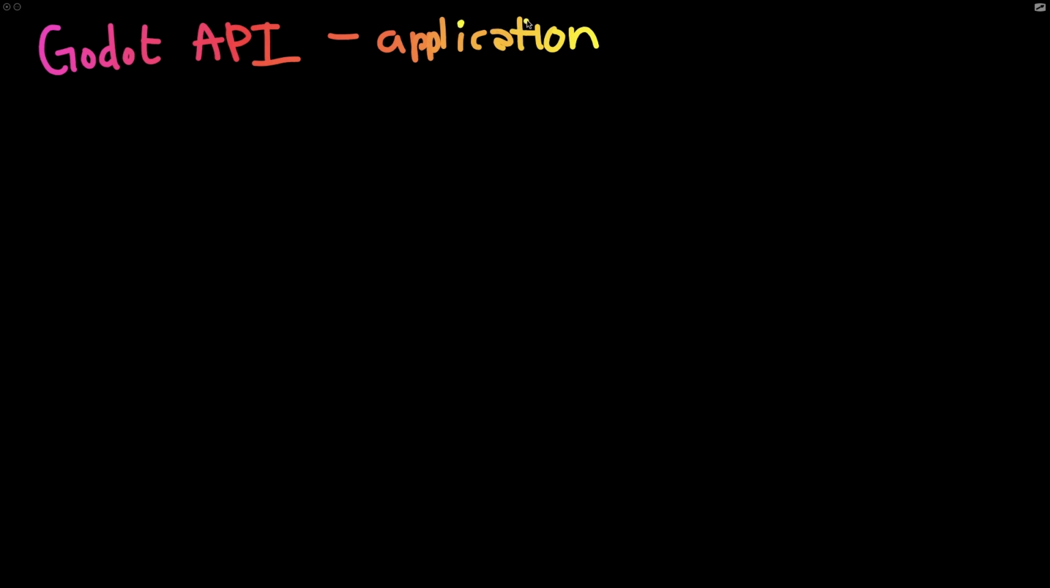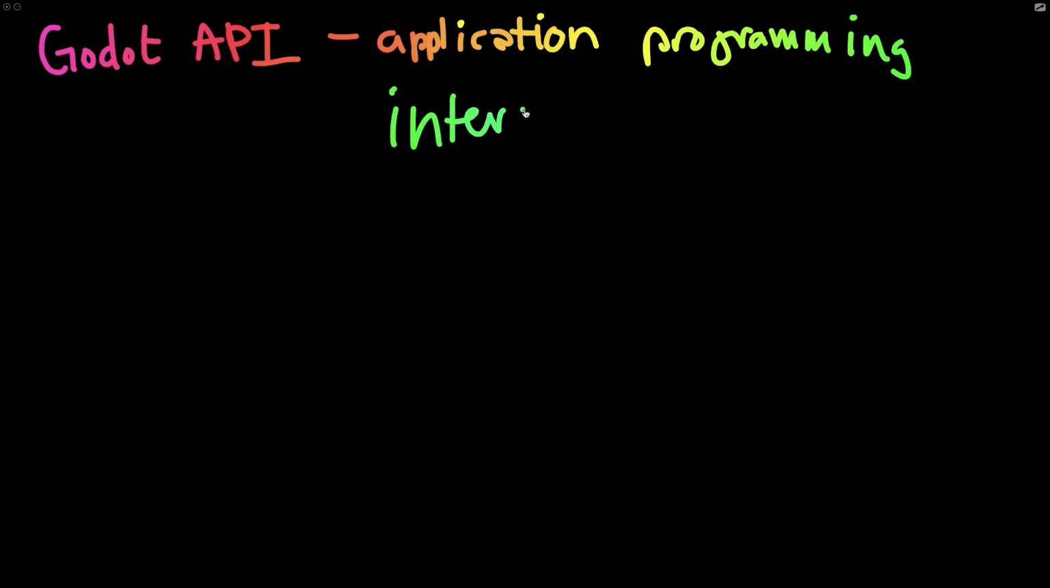So let's talk about the Godot API. You may have heard this term before, but it may also be new to you. API stands for Application Programming Interface. This is a long way of saying it's a set of rules, properties, and methods that we can use to tell Godot what we want it to do. So Godot is the application, we are the programmers, and the API is the interface between the application and us.